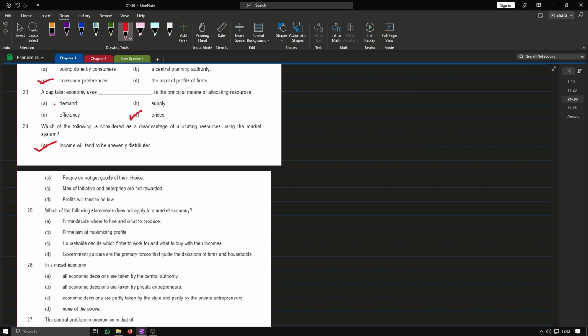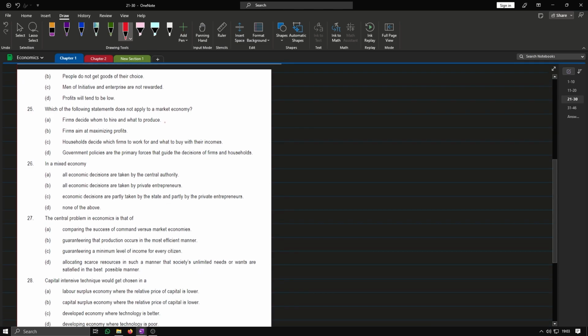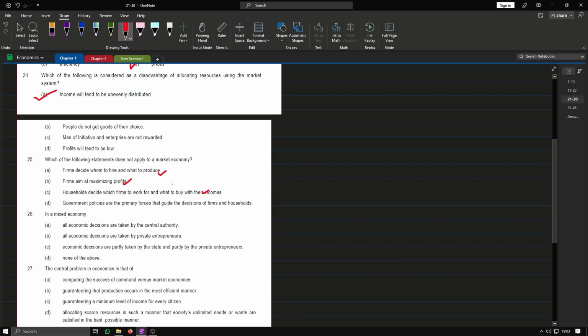Which of the following statements does not apply to a market economy? Firms decide whom to hire and what to produce. Yes, it applies to a market economy. Firms aim at maximizing profit. This also applies. Households decide which firms to work for and what to buy with their incomes. Yes, this is also true. So let's see the fourth option. Government policies are primary forces that guide the decisions of firms and households. No, this is not true. In a market economy, consumer preferences play a very major role. So it's option D. Government policies are not the primary forces.